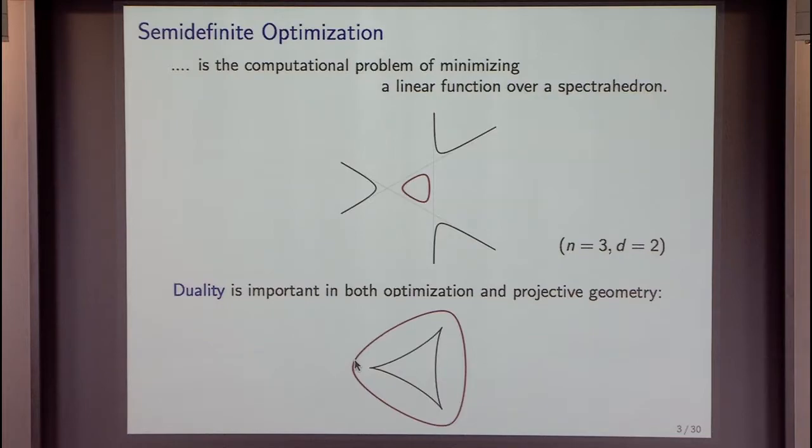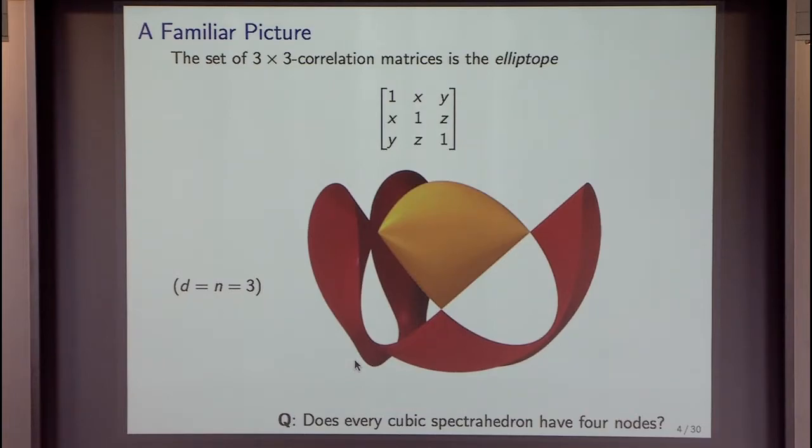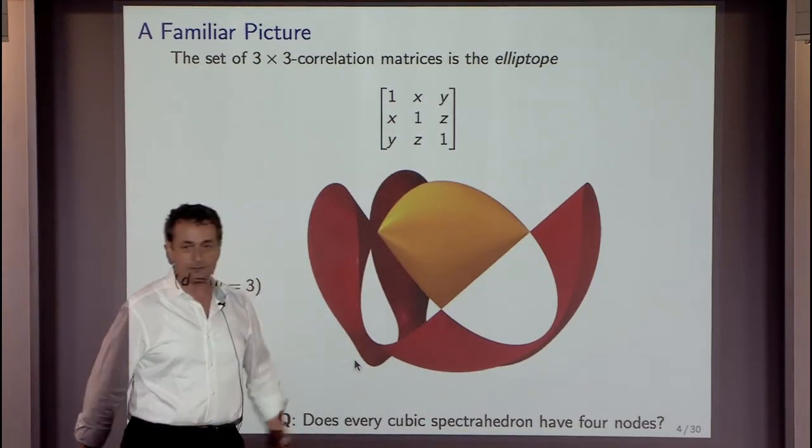Okay? So this is a spectrahedron for n equals 3 and d equals 2. Let's up the dimension by 1. Now let's take our 6-dimensional ice cream cone, our 6-dimensional cone of positive semi-definite matrices, and now slice it with a 3-dimensional plane. And then we get this familiar golden picture.